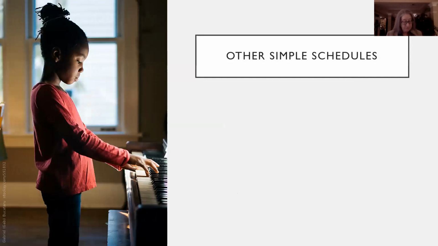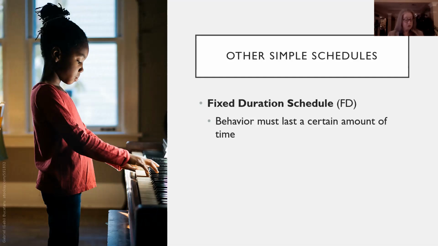So the first one that I'm going to talk about is the fixed duration schedule. With the fixed duration schedule, the behavior must last a certain amount of time in order to get the reinforcer. It might be like when my son took piano lessons, when he was in first or second grade. I would say, you have to practice the piano for 30 minutes, and when you're done practicing, I'll give you a snack. So the snack was a reinforcer, but he had to be doing the behavior for 30 minutes.